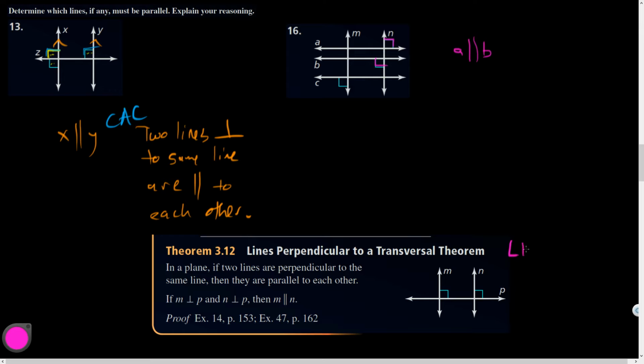As the LPDT? Or the LP... little L'Pitat. There we go. That's why I never remember that name, because it's a long one. But if two lines are perpendicular to the same line, then they're parallel to each other in a plane. So A and B are parallel by the L'Pitat.